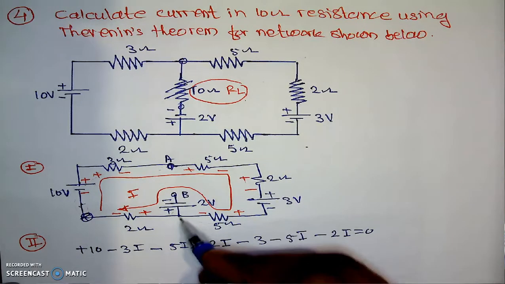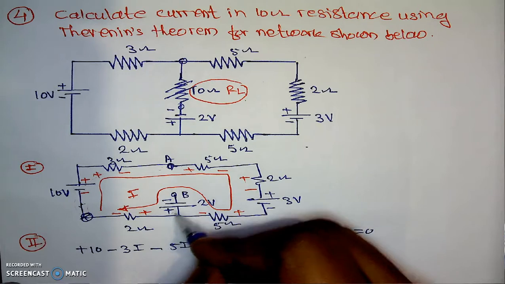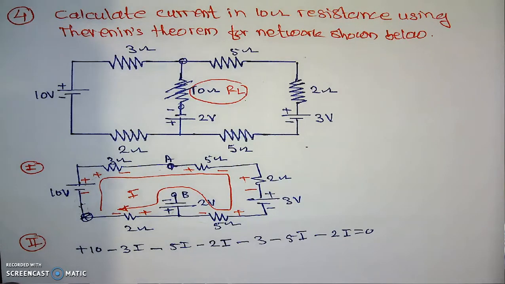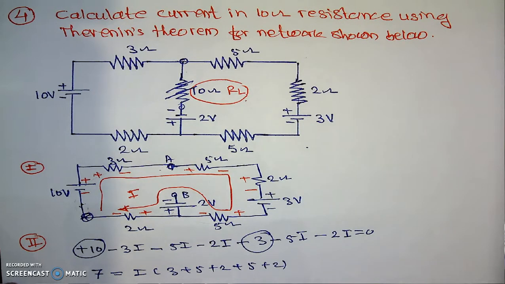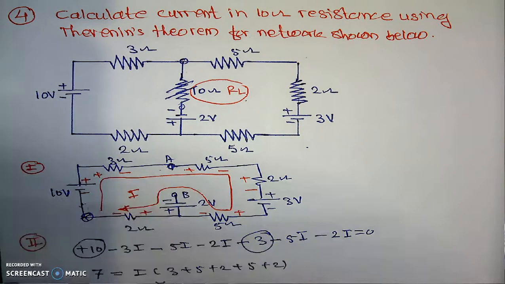We are not selecting this path because it is open circuit. It is not a closed path, or this 2 volt battery is not the part of the closed path. That's why this will be the equation. Now here in this case, this is constant potential. That is 10 minus 3, 7. This 7 is equal to, we are taking the I common, 3 plus 5 plus 2 plus 5 plus 2. This I is equal to 7 divided by addition of all these.